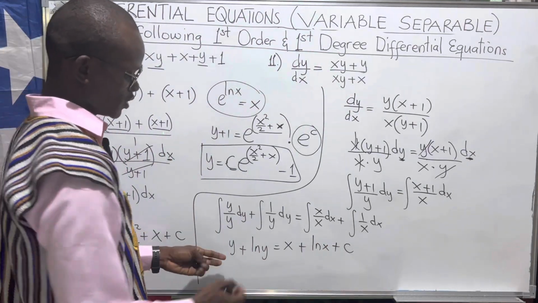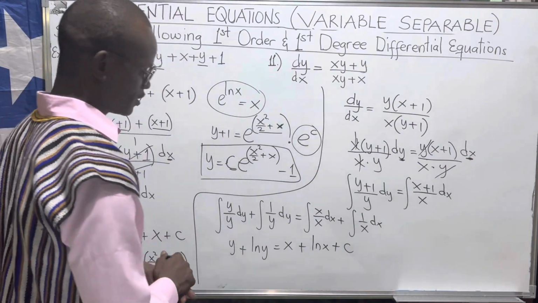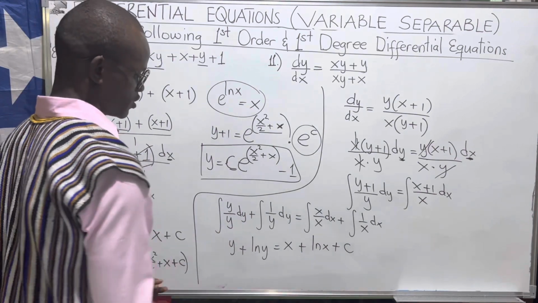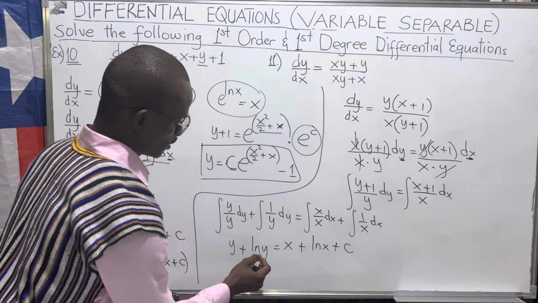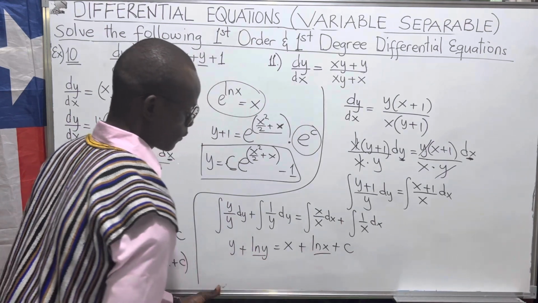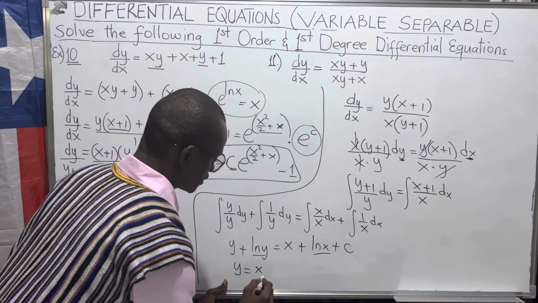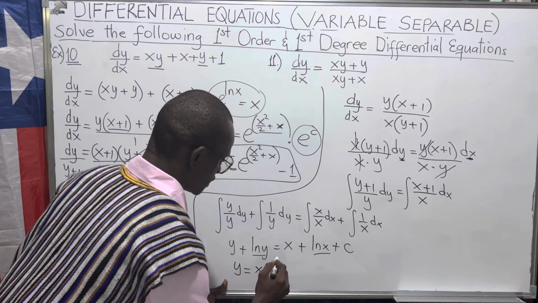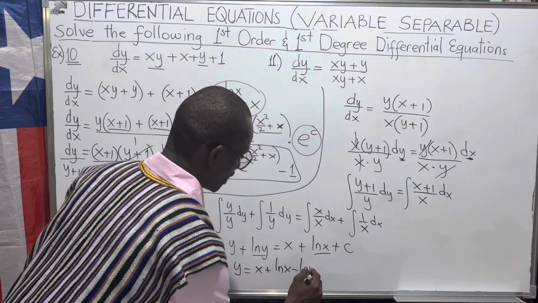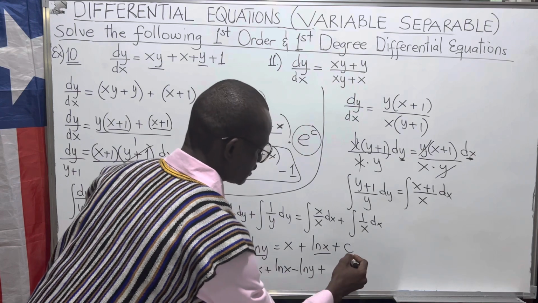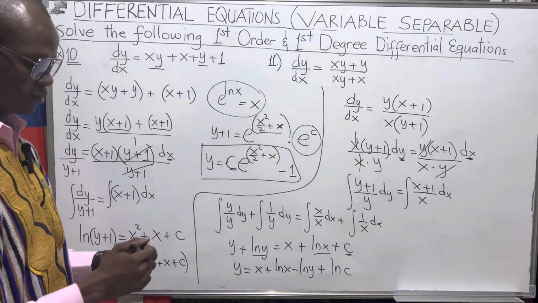So another person could say, okay, this is my solution. It's of no problem. That's the same thing. You don't have to bother yourself too much. This could be your solution. Or we could decide to group all of the ones with logarithms. So we have y equals x plus ln of x minus, because we send it across, minus ln of y, and then plus c. So this c, we can just rewrite it as ln of c, which is just the same as a constant.